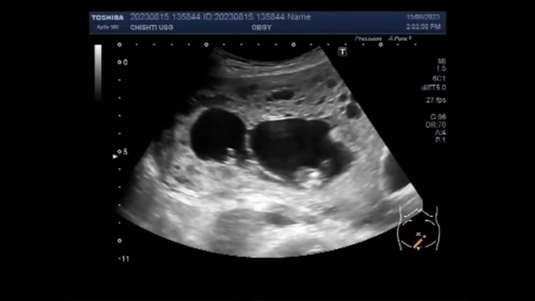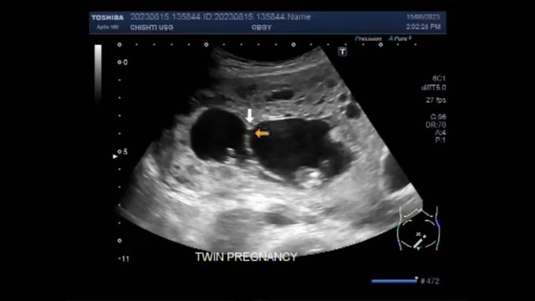Although these embryos have no blood flow and no embryonic cardiac activity, so fetal demise had already occurred. This is the intertwined membrane. And this membrane, intertwined membrane, separates the two gestation sacs.